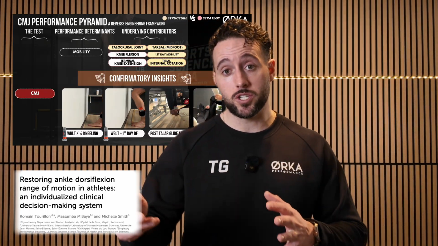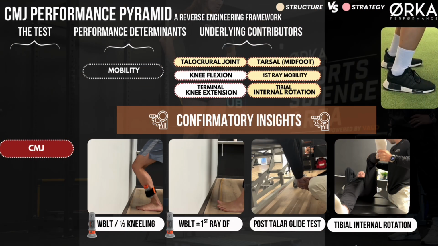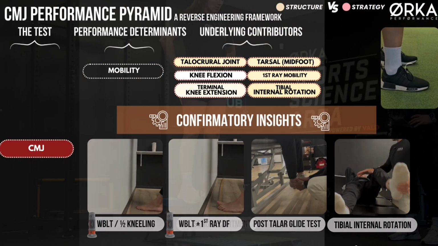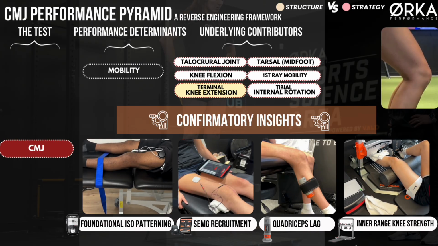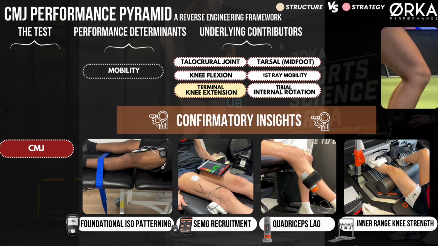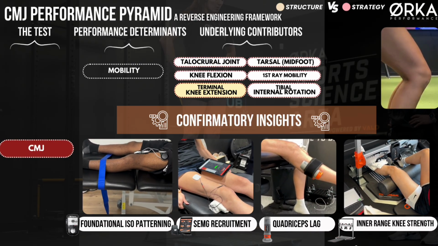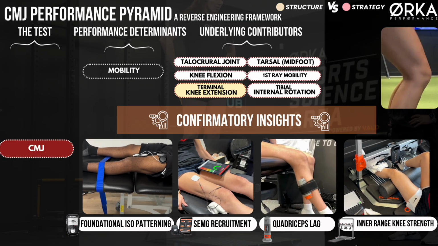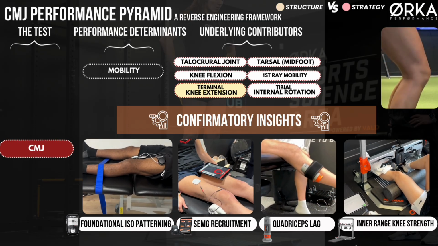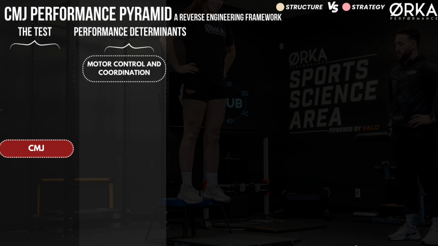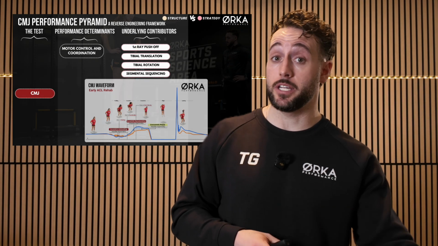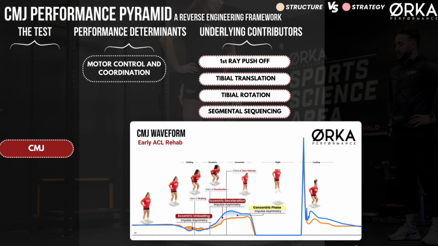So we can have these reverse engineering processes that we have in place to dictate what techniques we want to pull on. Terminal knee extension, we might look at things like quads lag, maybe some range-specific strength. Surface EMG and recruitment might be something we pull on as well. What if we look at motor control and coordination? If we take a look at some of the underlying contributors, all of these things could also lead to braking deficits or propulsive deficits.